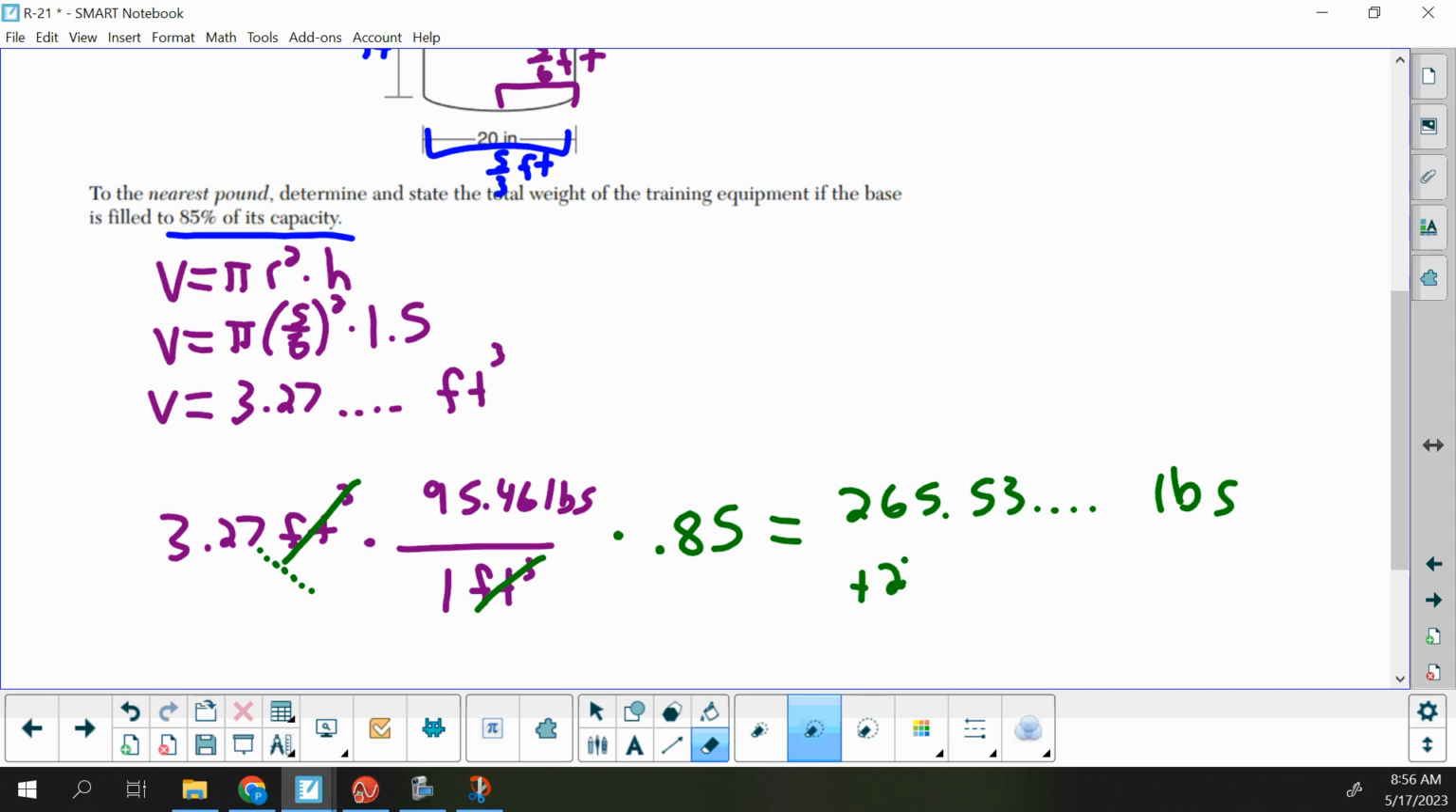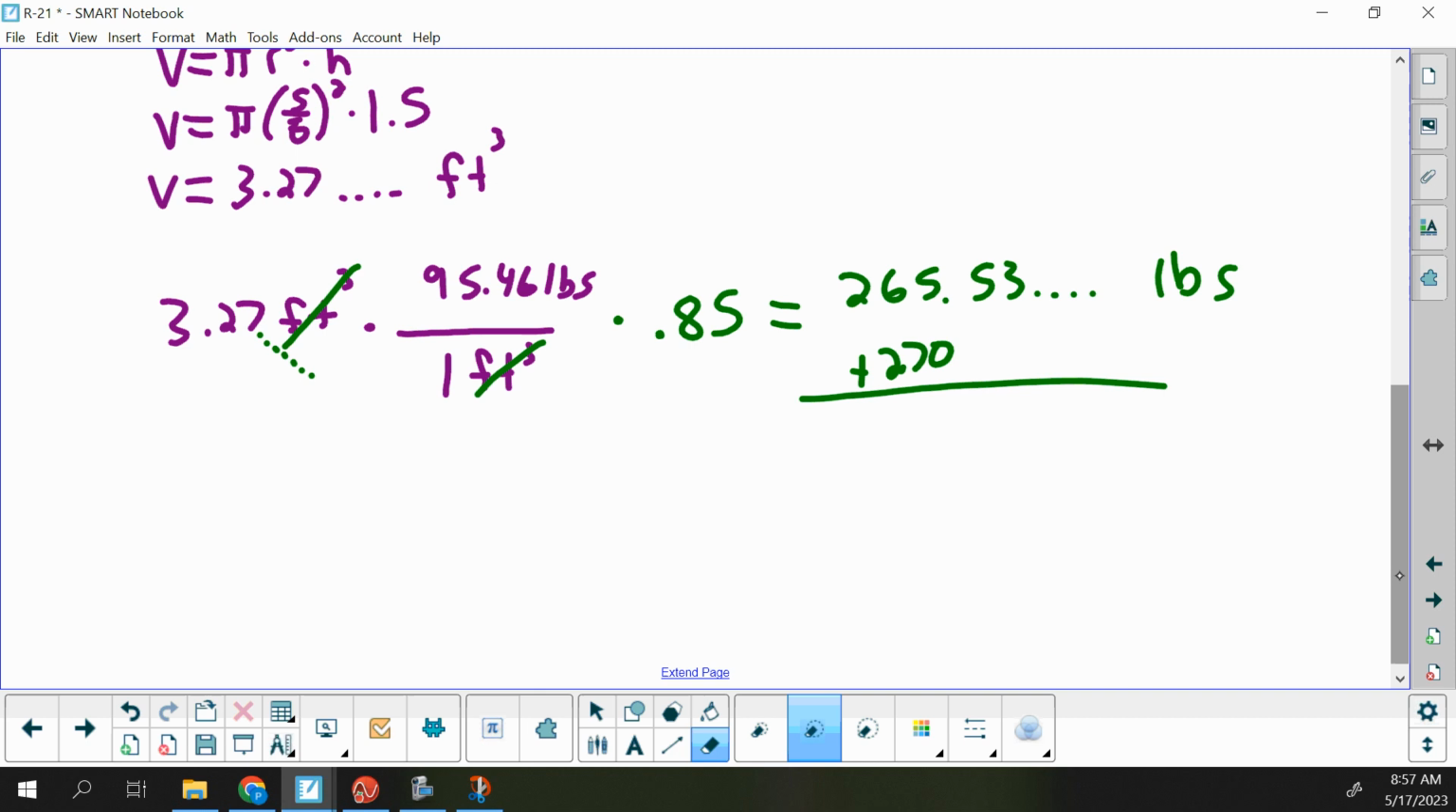So we've got to add on the 270 now. So go ahead in your calculators, add that on, and then that will be our final answer, so we can round that to the nearest pound. And when we do that, we get 535.53 dot dot dot. So the nearest pound, that's 536 pounds.